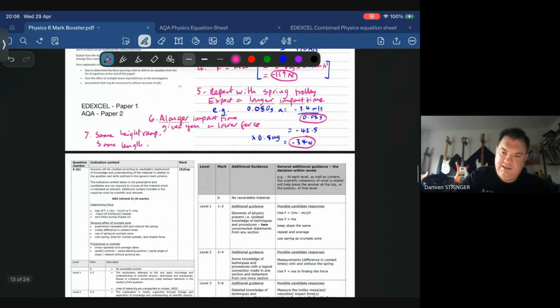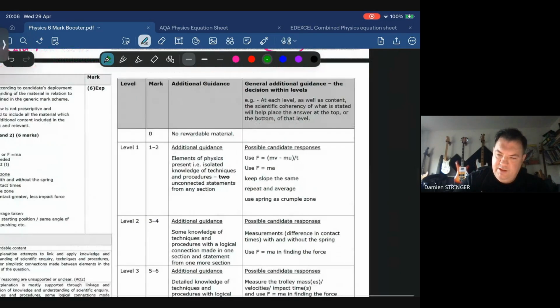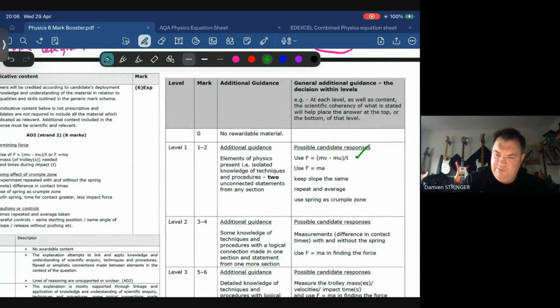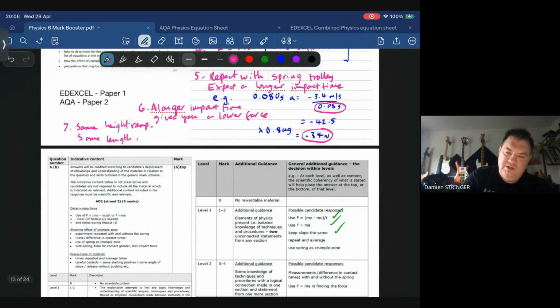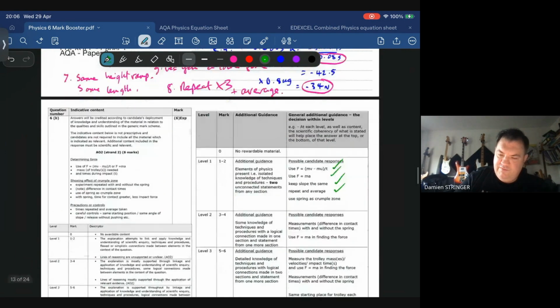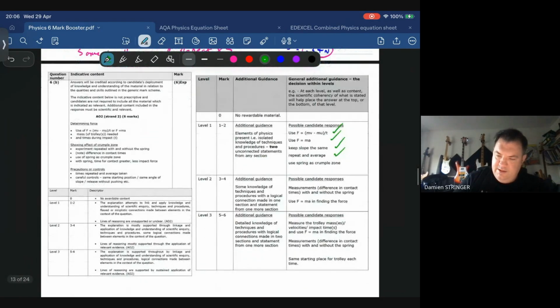And then just looking at the mark scheme, what bits have we done? So use F equals ma. So we've used that bit. We've used keeping the slope same. Oh, we didn't say repeat, although I did mention it in the SmartG. So repeat times 3. And then you've always got to put an average. Spring as a crumple zone, never mentioned that. Measure the trolley masses, yeah. Different contact times, same starting place. Well, that's the length, isn't it?